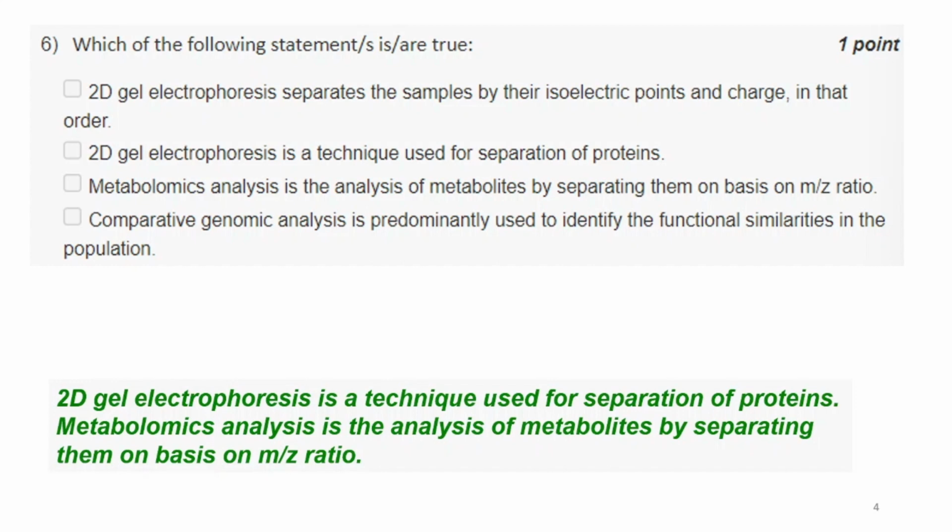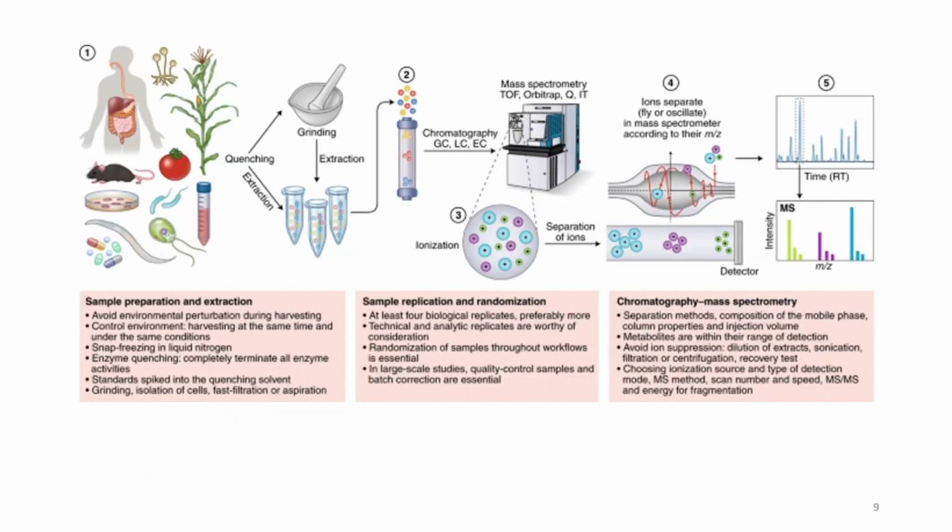comparative genomic analysis is not used to identify the functional similarities in protein. Functional similarities in a population mostly arise from similarities in protein structures. So comparative genomic analysis might help in creation of a phylogenetic tree, but when we're talking about functional similarities, that does not quite correspond to comparative genomic analysis. So the fourth option is also not exactly correct. The third option is correct. So what is metabolomics?